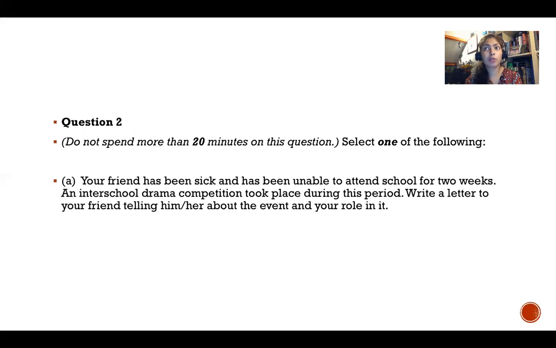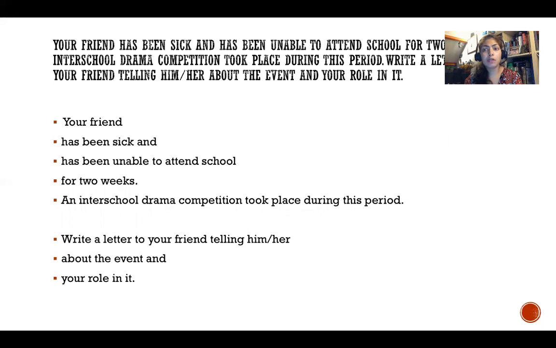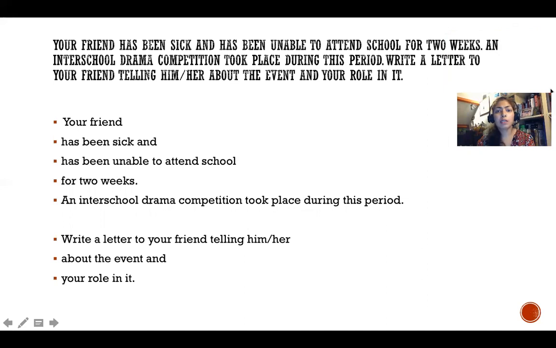Remember, you're given a choice between formal letters and informal letters. So this is what your informal letter was about. Your friend has been sick and has been unable to attend school for 2 weeks. An inter-school drama competition took place during this period. So write a letter to your friend telling him or her about the event and your role in it.